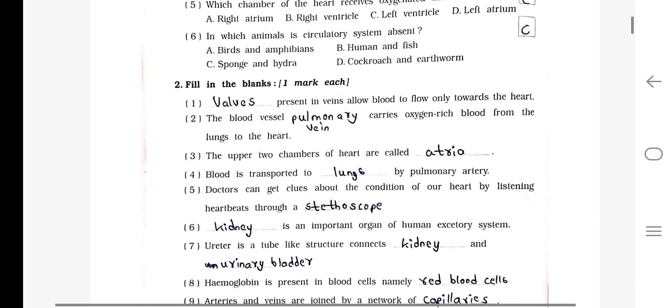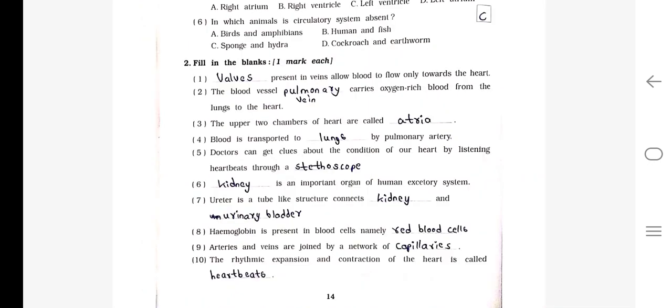Number 6. In which animals is the circulatory system absent? A. Birds and amphibians. B. Human and fish. C. Sponge and hydra. D. Cockroach and earthworm. So answer is C. Sponge and hydra.